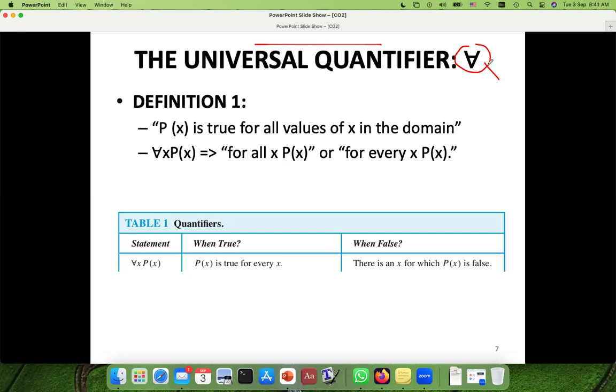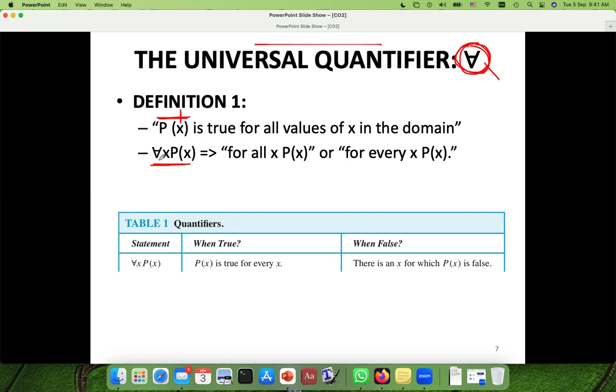We normally use this quantifier with some variable of a predicate. For example, if you have something like P of X, that is what? That is a predicate with some variable X. And if we use this universal quantifier with the variable of the predicate, that is X, how can we use it? We can use it like that: for every X, P of X. This is the representation in mathematics.